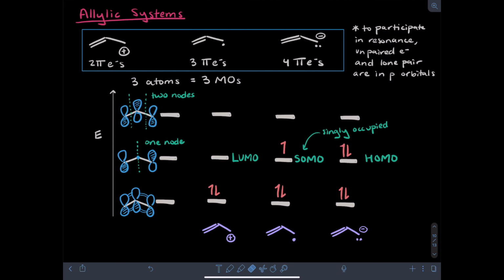In summary, today's video gave an overview of molecular orbital theory. We looked at sigma bonds as well as pi bonds. I talked about cases where you have atoms bonded together with different electronegativities, and I talked about allylic systems, or 3-atom systems instead of our usual 2 atoms.